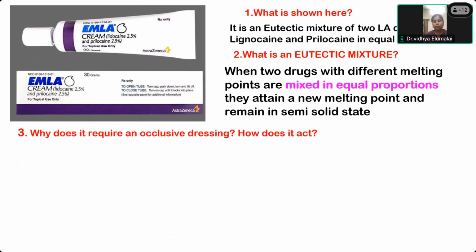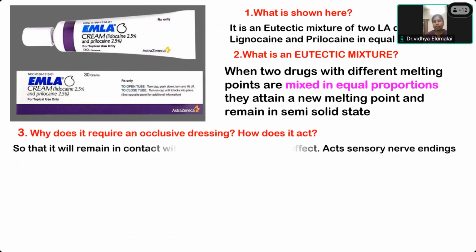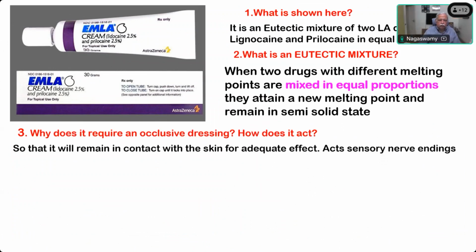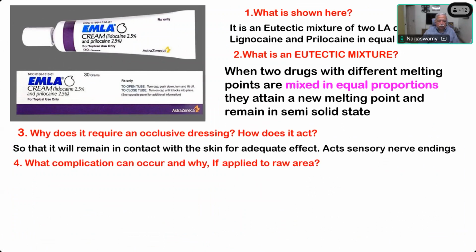Occlusive dressing gives more contact time with the skin. It is needed to remain in contact. It acts on the sensory nerve endings under the skin. Okay. What complication can occur, and why, if applied to a raw area?